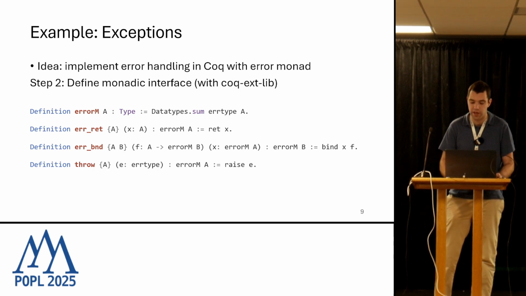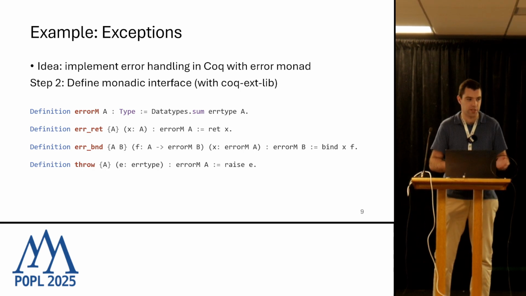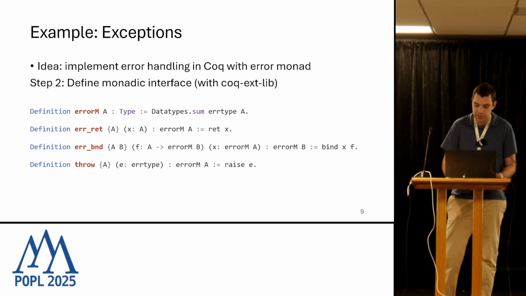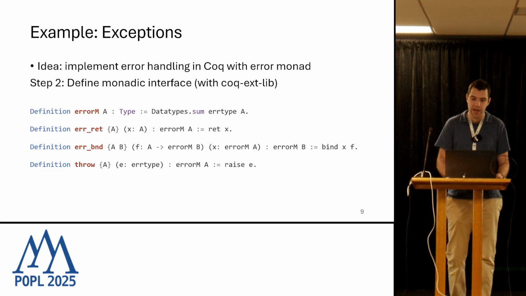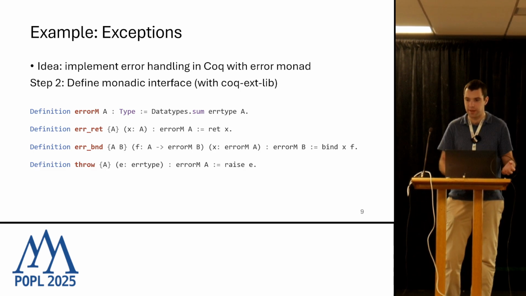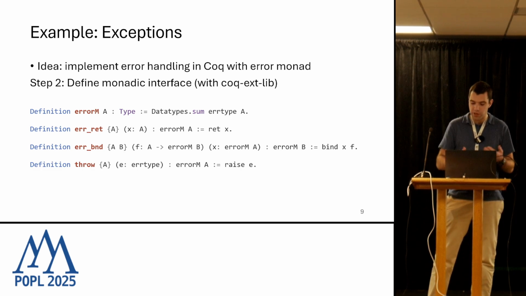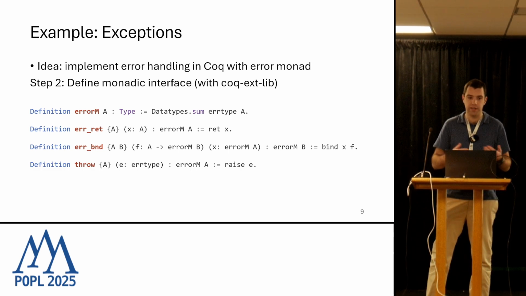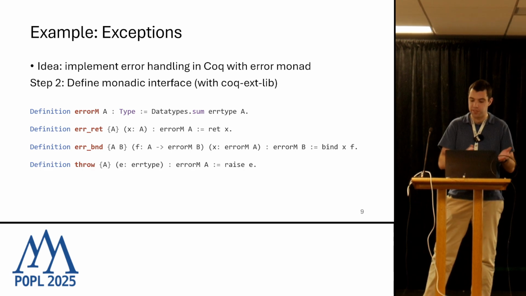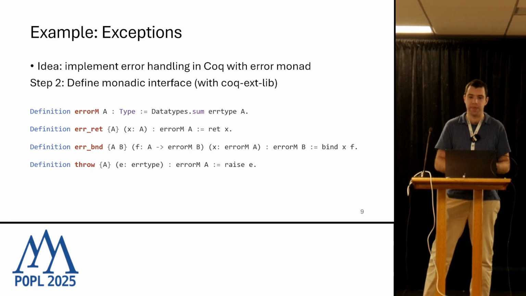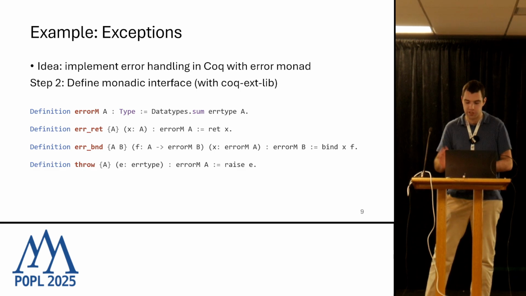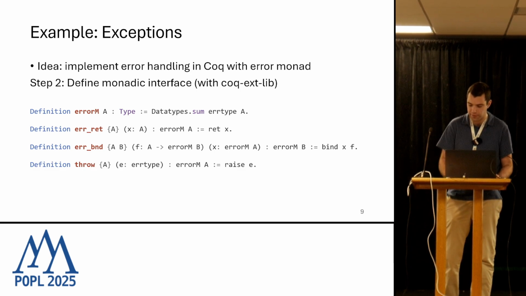This is using the CoqExtLib library, which has a whole bunch of monads and monadic interfaces. And so we can define our error monad as just the sum type that's either the exception model or a successful return. We can use from CoqExtLib things like return and bind and throw an exception, which just gives the error case. You can also add things like try-catch. For instance, this is just a simplification for the talk.